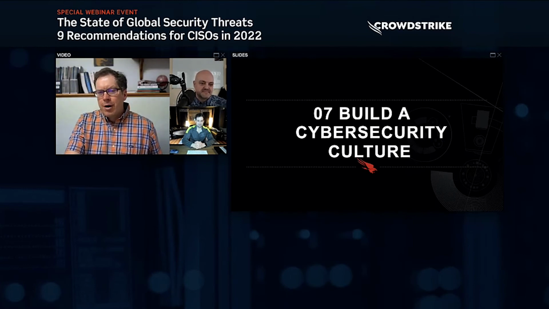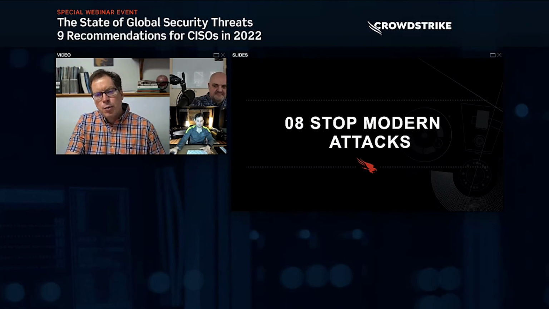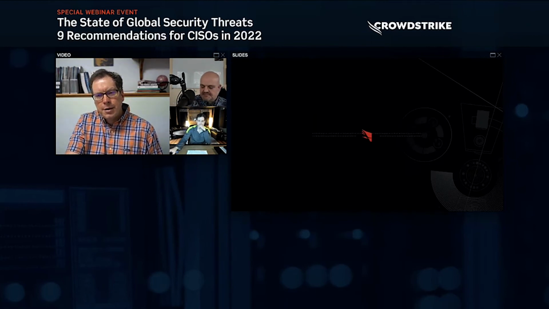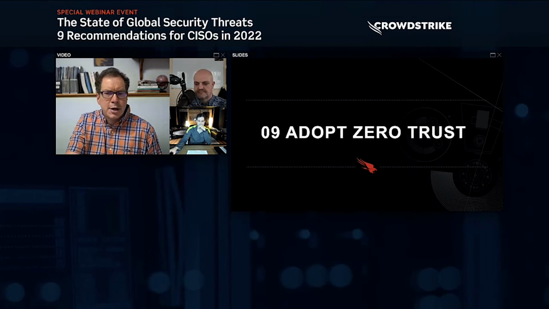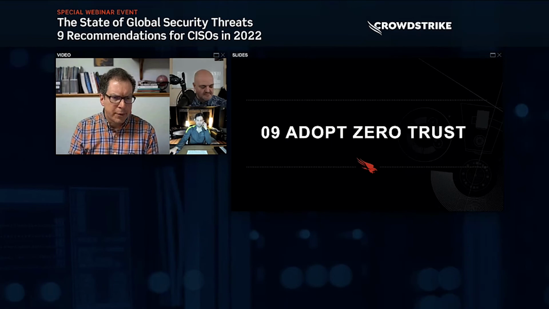All right, so for our final two tips, I'm going to turn things over to Jason again, but one is stopping modern attacks, and number 9 is adopt zero trust. So, Jason, take it away.